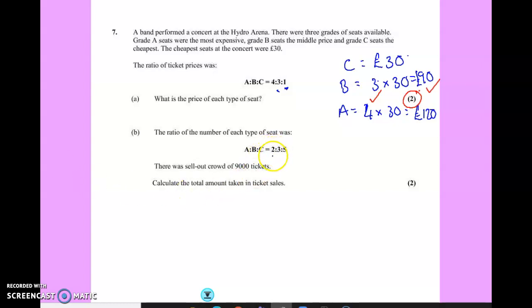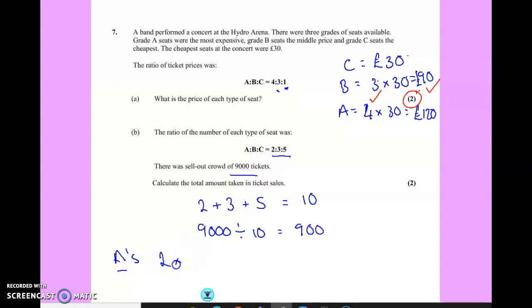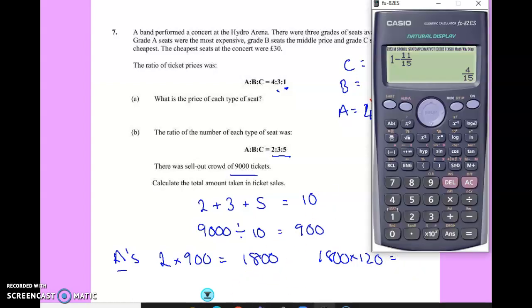Part B, the ratio of the type of seats was split into the ratio 2 to 3 to 5, and in total there was 9,000 tickets. So this is split into 10 equal parts. There are 9,000 tickets, divided by 10, 1 equal part is worth 900. So looking at the A's to begin with, there are 2 lots of that, so I'll do 2 times 900. So there will be 1,800 seats at A. A costs £120. So do 1,800 times 120.